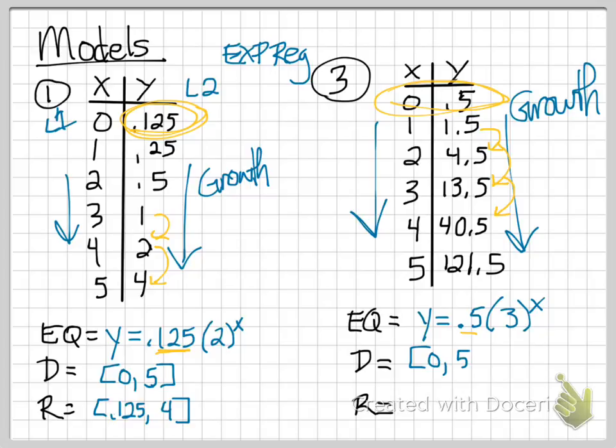Now let's do the domain. The easy part is the domain for everything on these is 0 to 5 because that's what's in the table. Your range goes from what? 0.5 to 121.5.